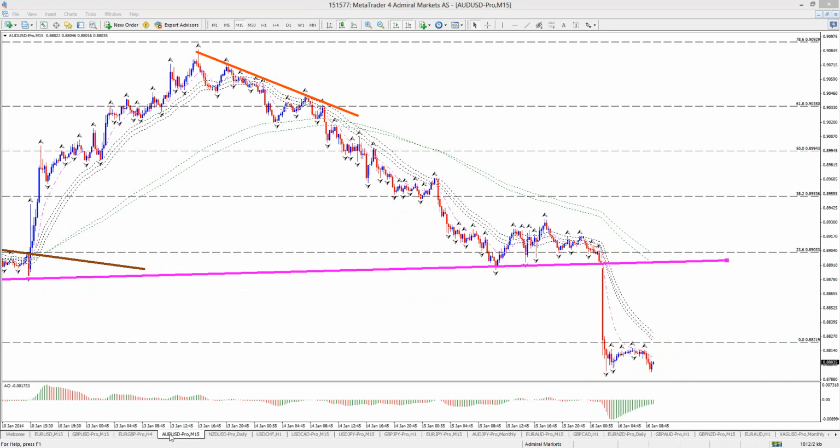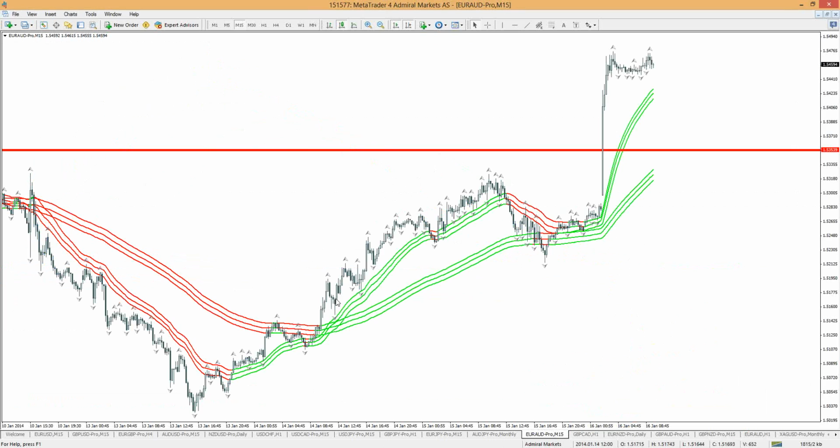So that's what I'm expecting on the Aussie. Euro Aussie has the same. Looking at the moving averages, you can see everything was above, made a bit of a retrace, then quickly broke above it, and that was a good breakout too.